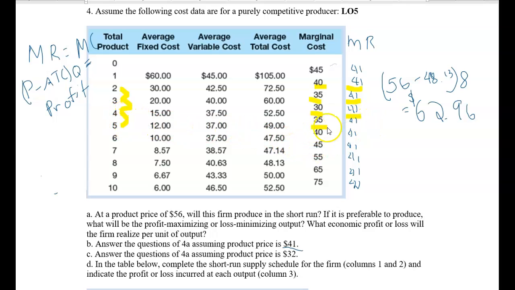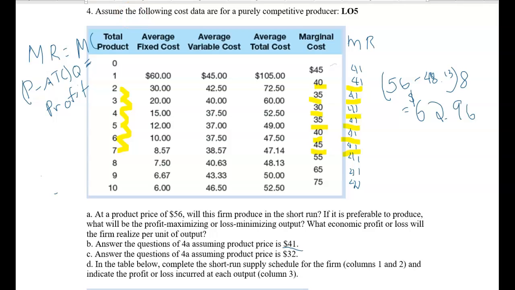We go to unit 5, our marginal cost is $35, our marginal revenue is $41, so yes, we're going to produce. We go to unit number 6, our marginal cost is $40, our marginal revenue is $41. We continue to produce. We go to unit number 7. Our marginal cost is 45. Our marginal revenue is 41.